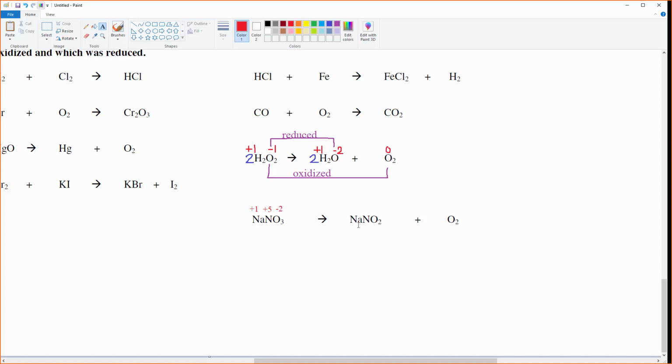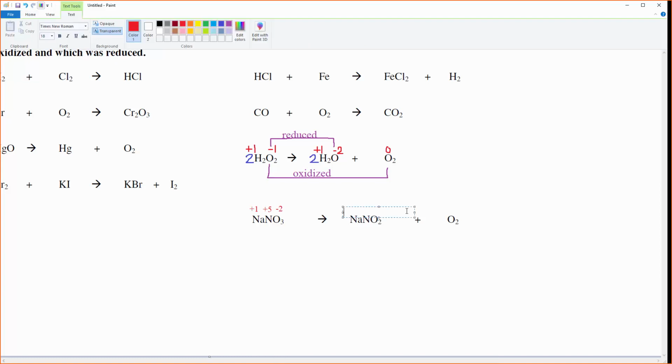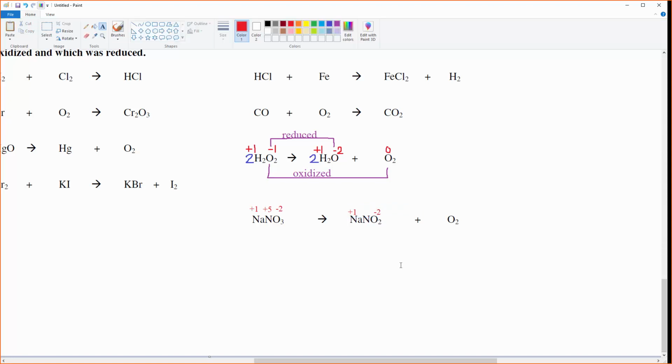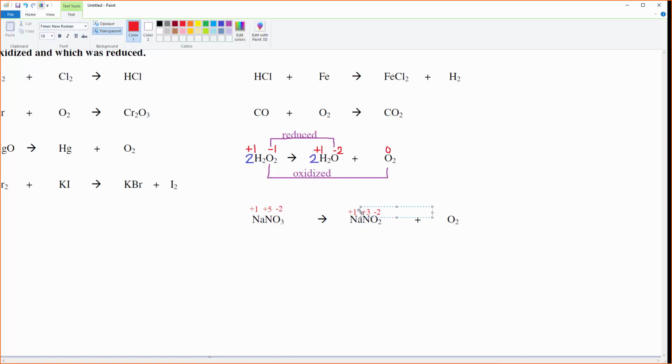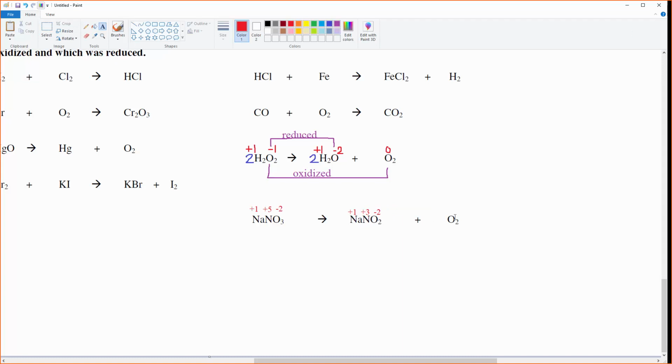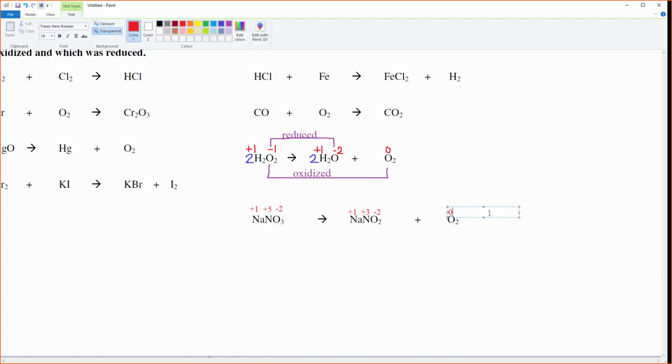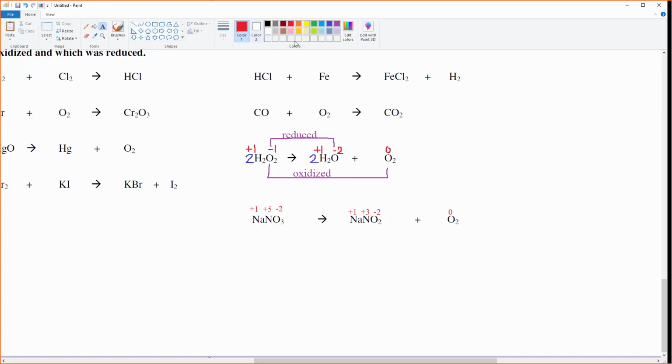Okay, let's do it again on this side. Sodium's +1, perfect. Oxygen is -2, excellent. Which means that the nitrogen in this compound is +3. Oh, you got it. Right on. Well done. Okay. What's this oxygen? 0. Perfect. All right, that was the hard part. Now we just look at what changed.